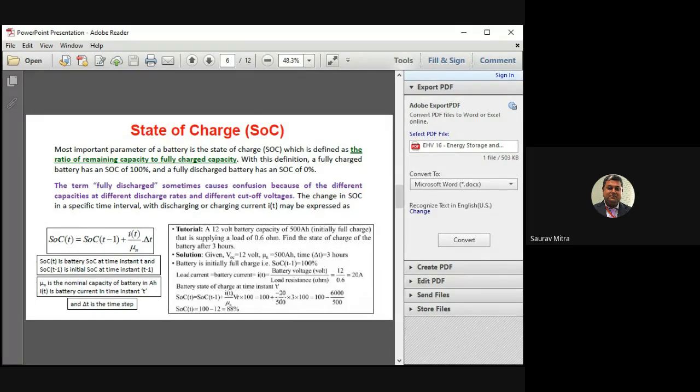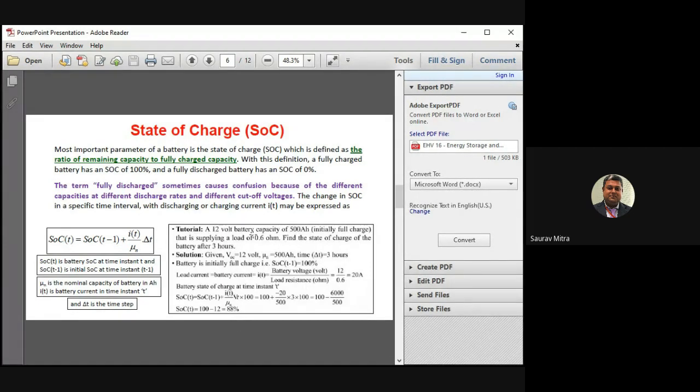So 100 plus or minus 20 by 500 into 3 into 100 comes to be 100 minus 12, that is 88%. That means if I'm extracting 20 ampere from the battery source, which is a 500 ampere hour battery source, for almost 3 hours, there will be a drop of only 12%. Only a 12% drop will be there, and after 3 hours, still 88% charge will be remaining inside the battery.